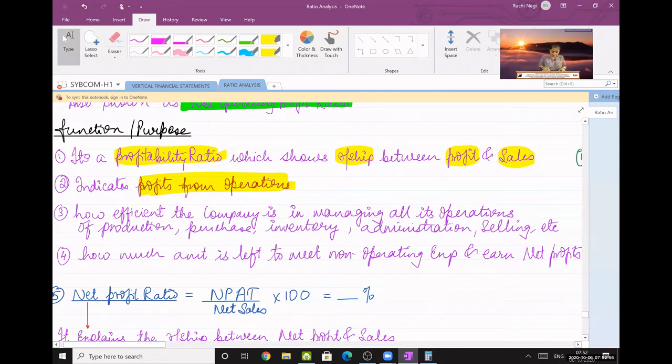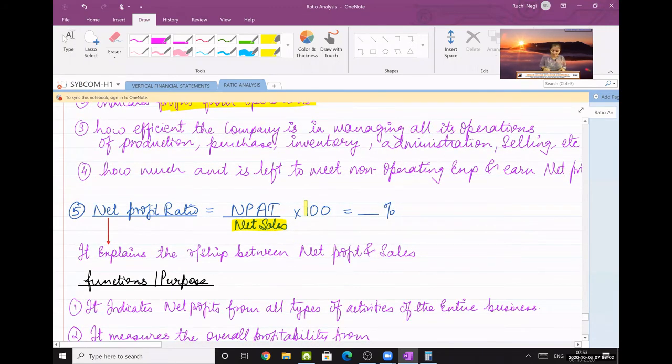Okay. Then net profit ratio, NPAT. Net profit after tax upon net sales into 100. See the common element I'm highlighting with yellow. Obviously it explains the relationship between net profit and sales. Now your noteworthy thing is, I'll tell you what.